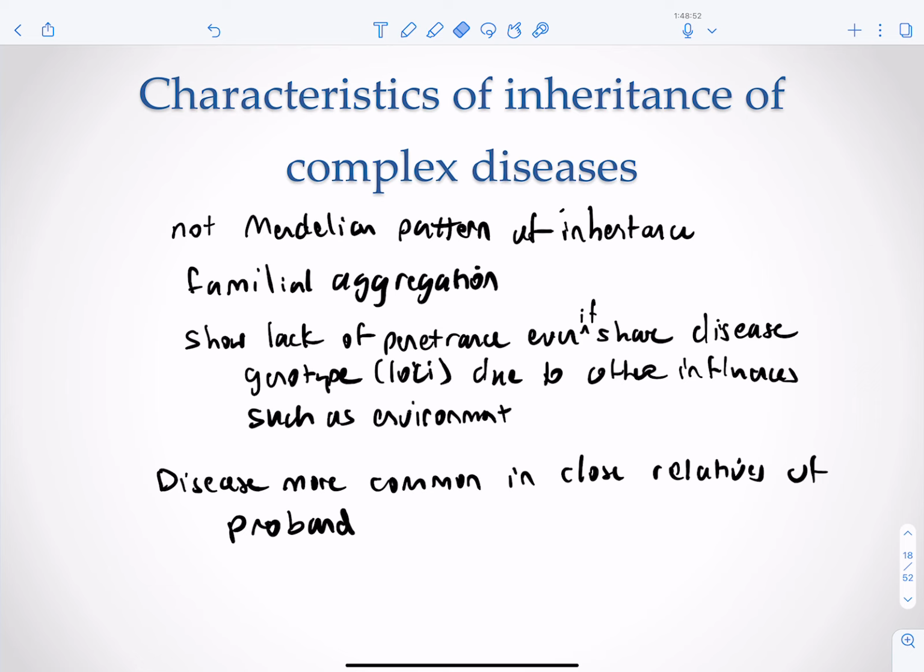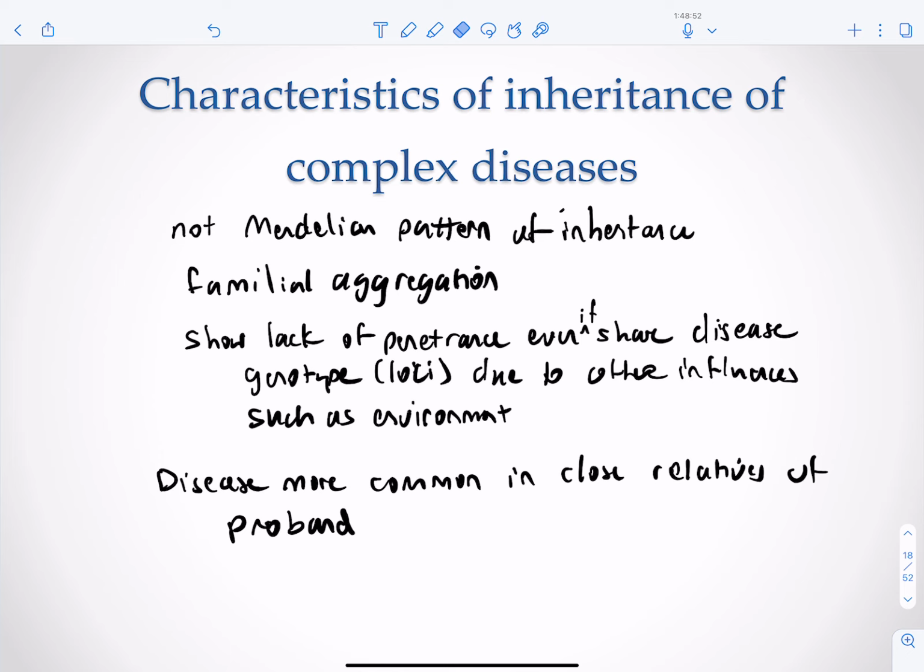Okay, so some of the characteristics. We have talked about Mendelian patterns of inheritance. So these diseases do not follow that, of course. There's familial aggregation, especially those that have greater influences of genes, and especially if you are reaching that threshold within your family, which means that the traits that are predisposing to a particular disease have been aggregating and are now passed on to the generation you're studying.